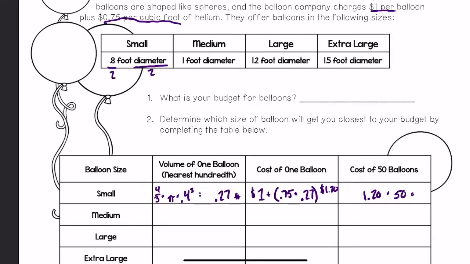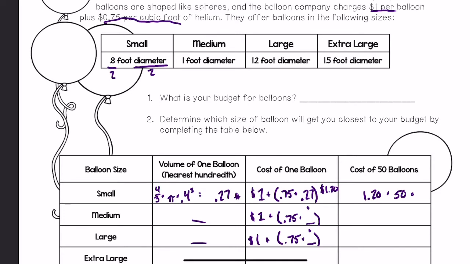So same thing on this one. It's going to be $1 plus 75 cents times whatever the volume is. Same thing here, $1 plus 75 cents times whatever this volume is. Whatever these volumes are, you're putting right here.